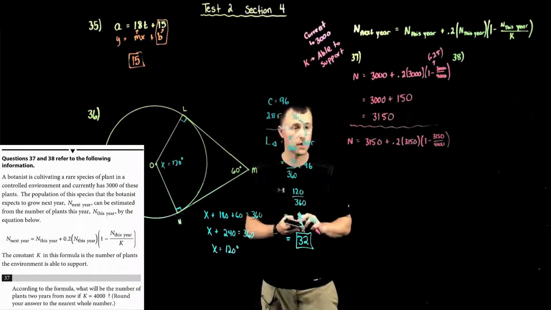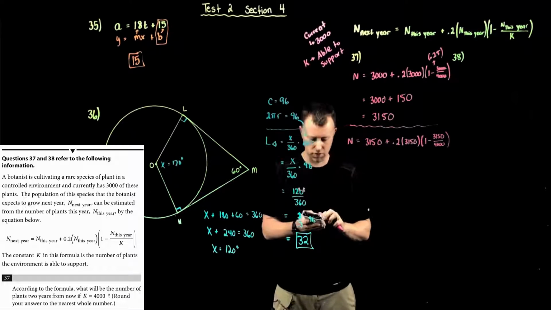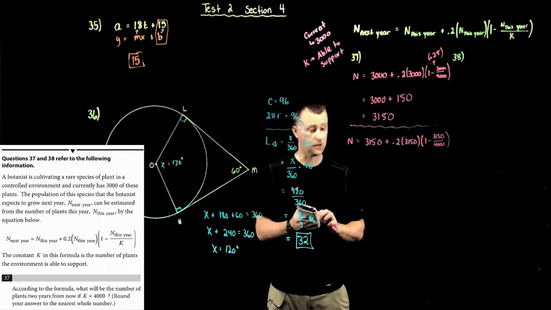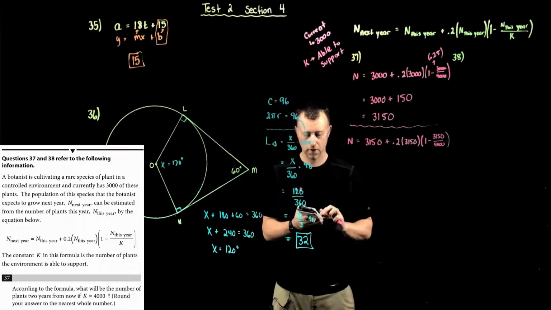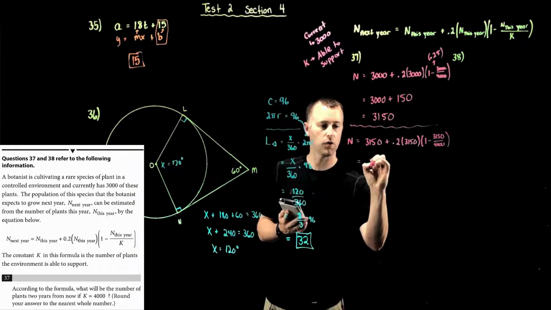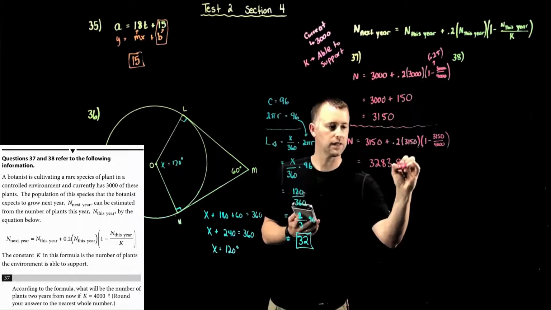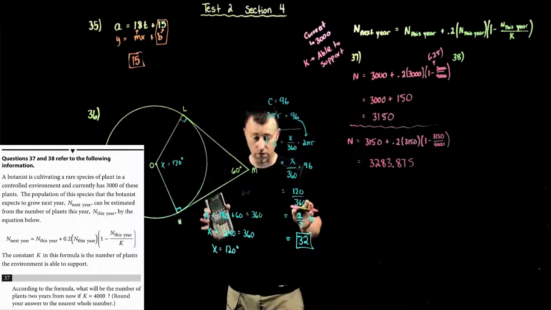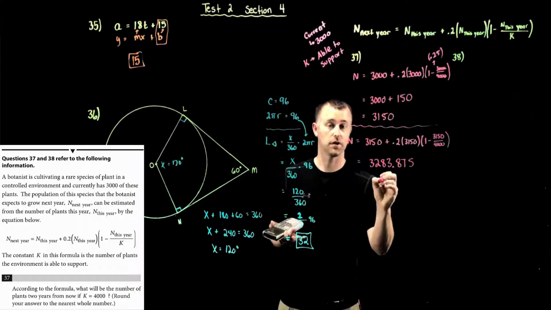So I'm going to take that 3,150 plus 0.2 times 3,150 times, and I'm going to go 1 minus, and this is 3,150 divided by 4,000. If you do it correctly on your calculator, you're going to get 3283.875. So this one they said round your answer to the nearest whole number, so it's okay if you don't get a whole number because it doesn't sound like you're supposed to.